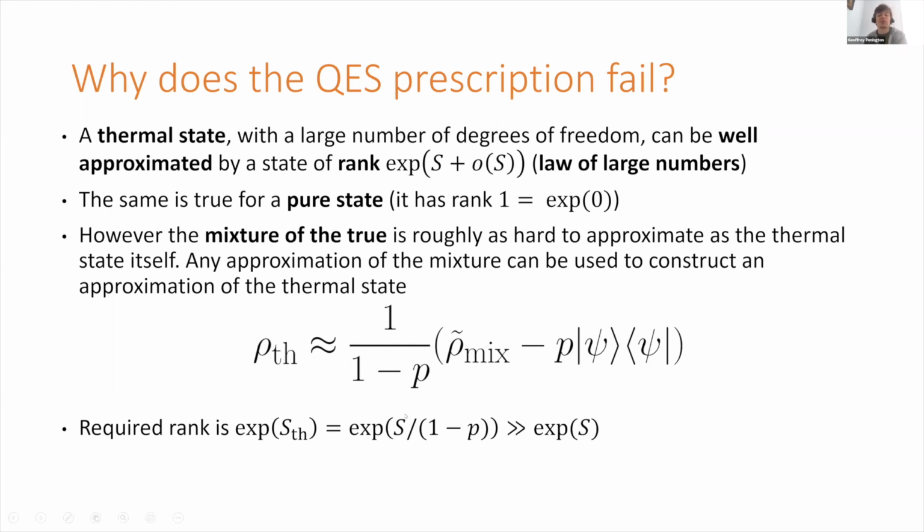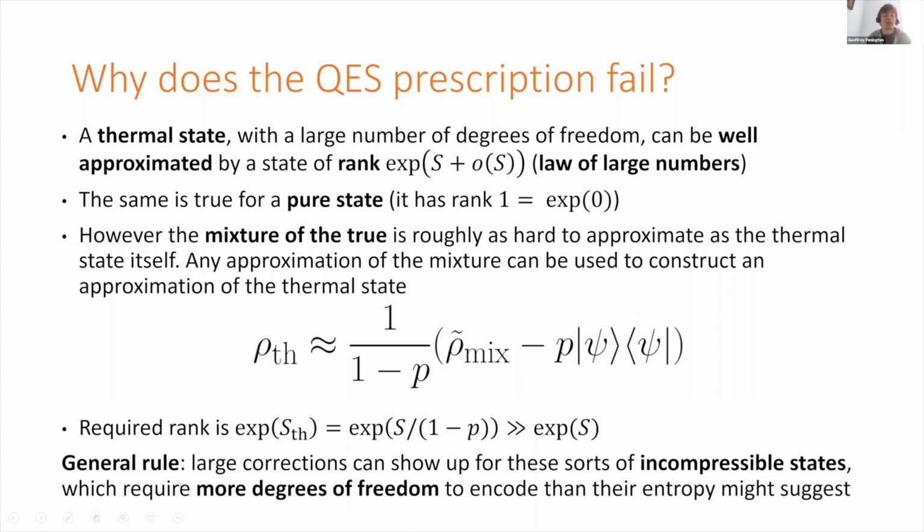Okay? So as a general rule, these large corrections to the QES prescription are going to show up when your bulk state has this sort of incompressibility property. So where the number of degrees of freedom required to encode your bulk state is much, much larger than just e to the S. So the real thing that's going to be involved is the number of degrees of freedom that you need to describe the bulk state, not the entropy of the bulk state. Okay. This is vaguely reasonable given our intuition about how AdS/CFT works. It's a quantum error correcting code, back to Ahmed and Qidong and Dan Harlow.